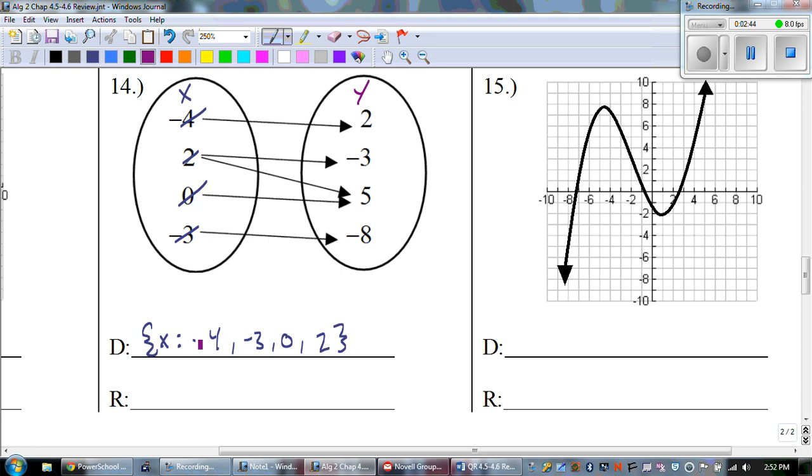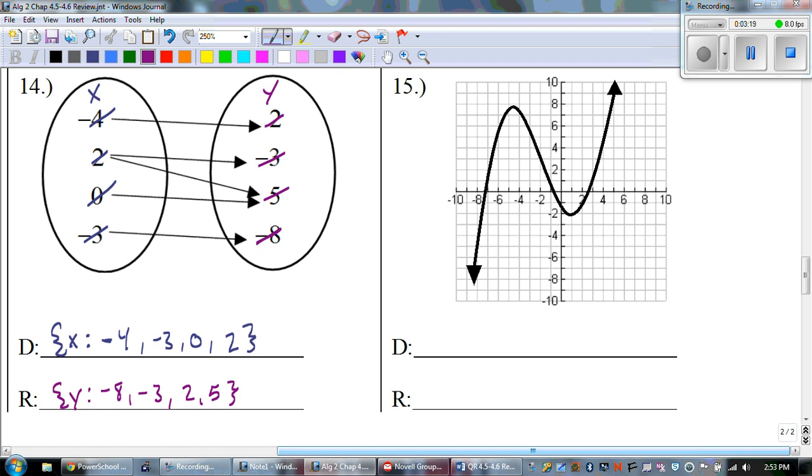Okay, so that's our domain, and now we need to do the range. Okay, so once again, in numerical order, the lowest number is -8, then a -3, then the 2, and then last, the 5. Now, it's not asking us right now if it's a function or not. Okay, all we had to do is identify the domain and the range.